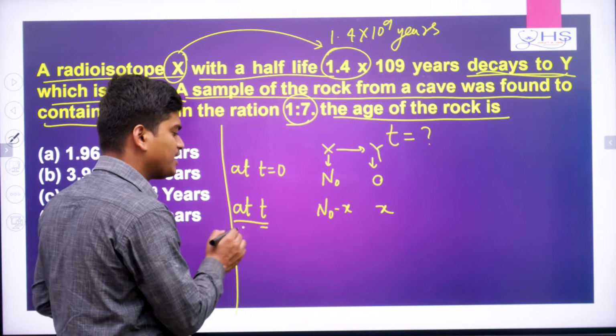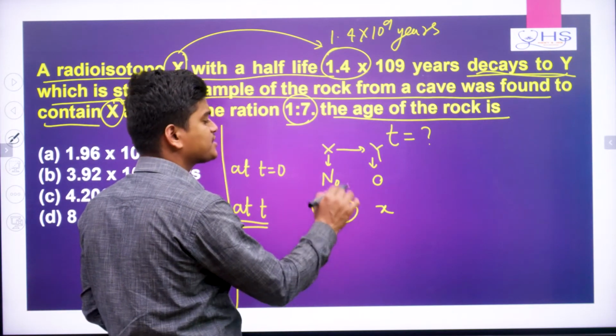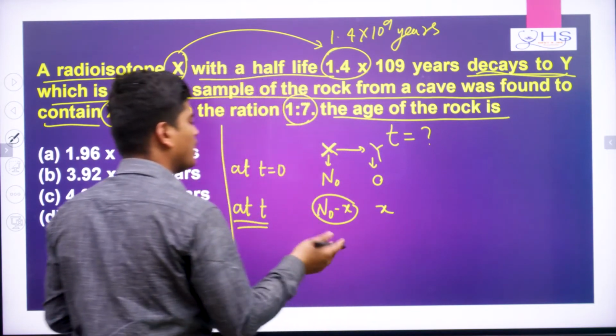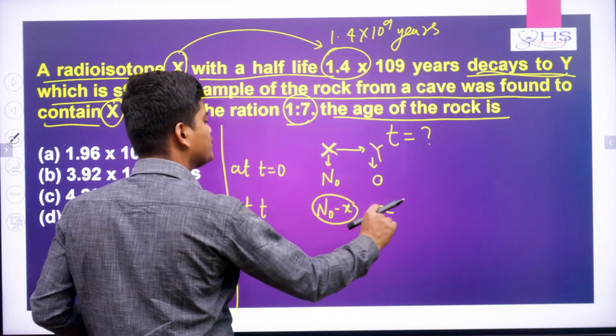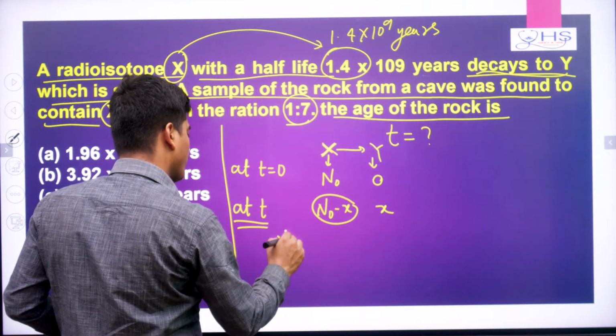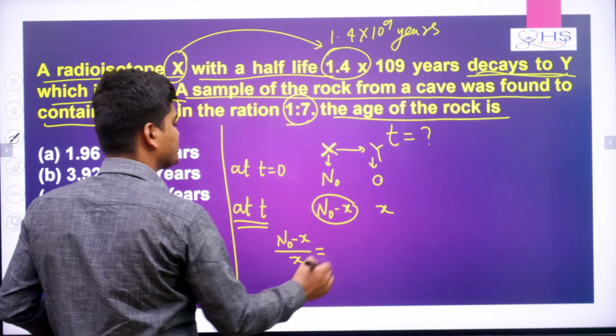But after some time t, n naught is becoming n naught minus X for this X element. For the Y element it is becoming X, because if X reduced, then X will form here. Now here if you see n naught minus X by X, this is the ratio given.